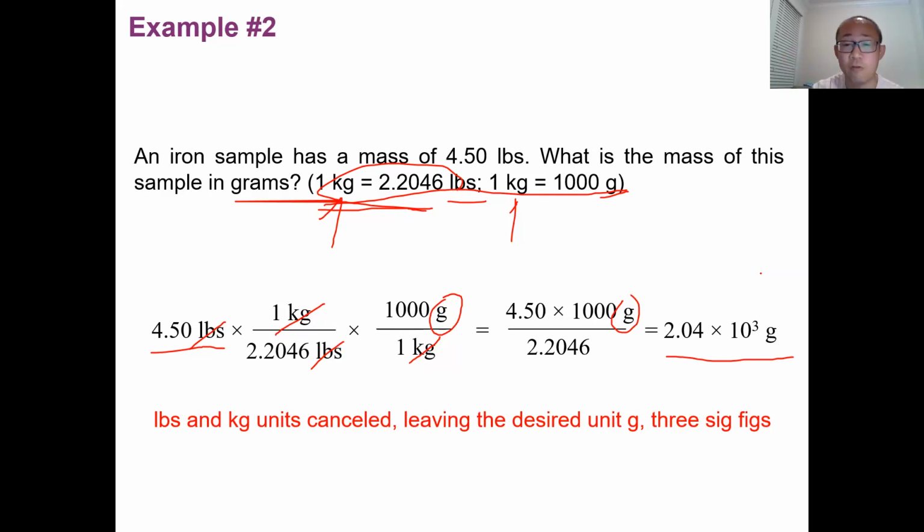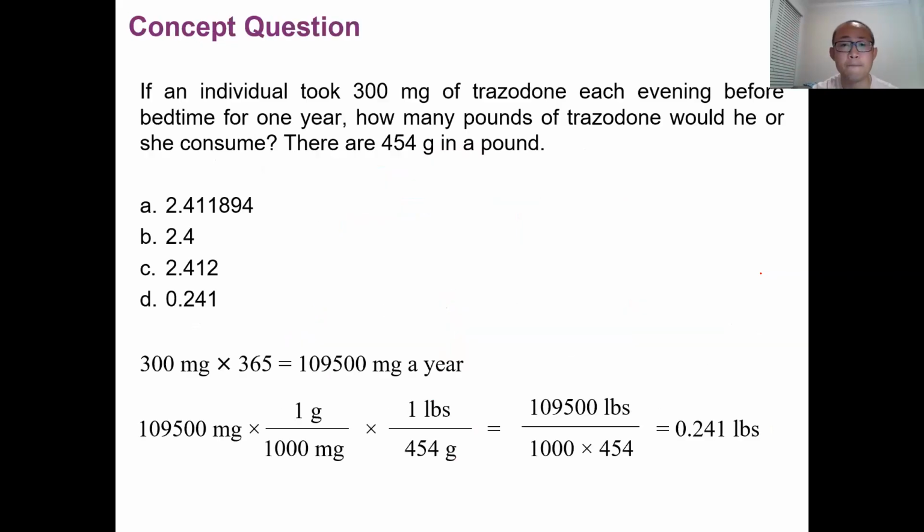So this is a perfect calculation showing you using two conversion factors. Again, each conversion factor is from a relation: kilograms over pounds, with pounds on the bottom; grams over kilograms, with kilograms on the bottom, because I want to cancel kilograms in the second step.